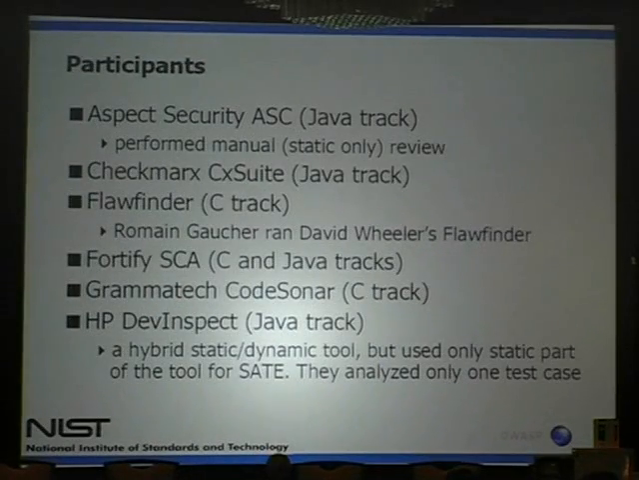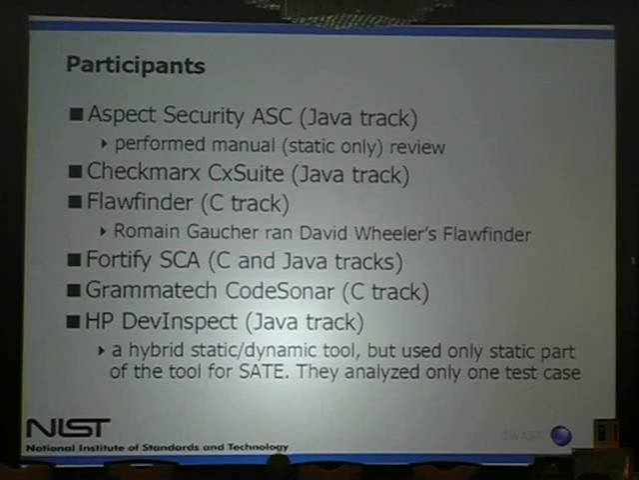So now to talk about participants. There were 9 participants, 9 tool makers, and I'll list them now with some details. Aspect Security, you would say, oh, that's not even a tool. Yeah, that's right. But they still produced data in the format that we requested, so we said it's okay. They did, of course, manual review, and they only did the static part, the static review.